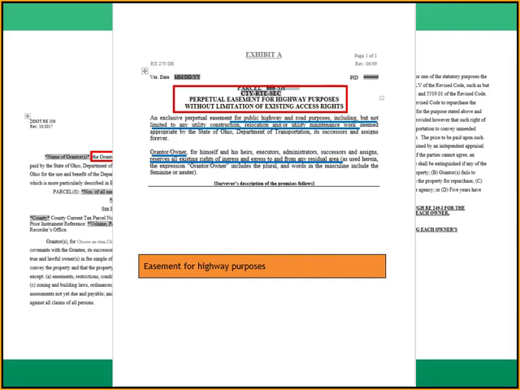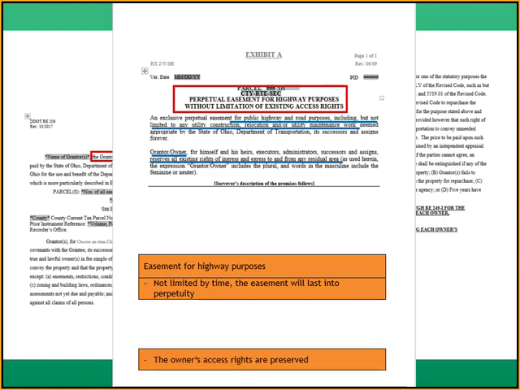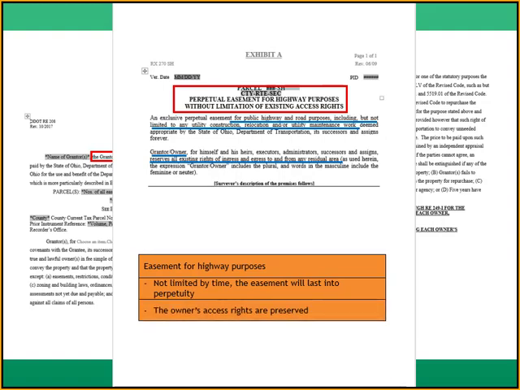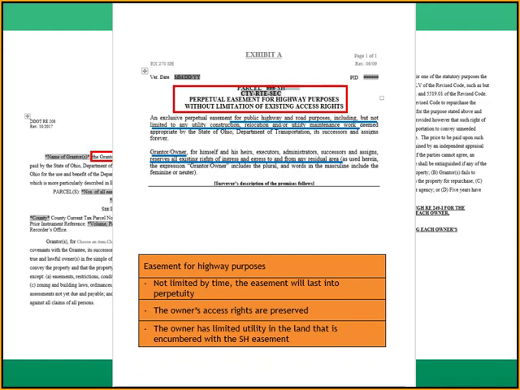So this is what we know. It's an easement for highway purposes. It's not limited by time. The easement will last into perpetuity. The owner's access rights are preserved. The owner has limited utility in the land that is encumbered with the SH easement. And the SH areas become known as PRO on highway plans.